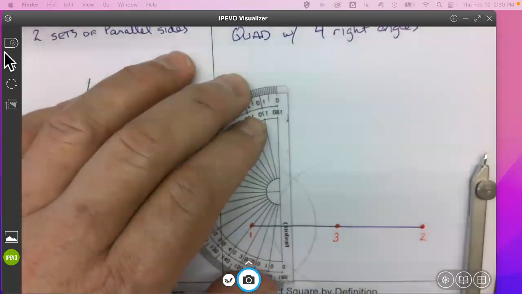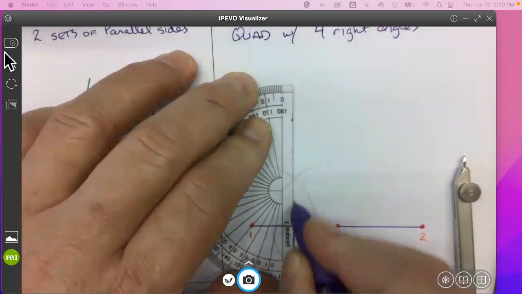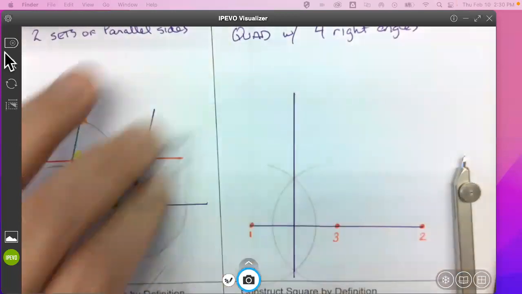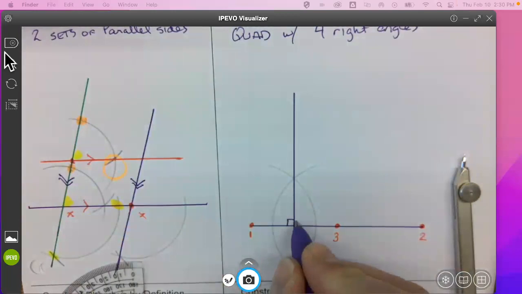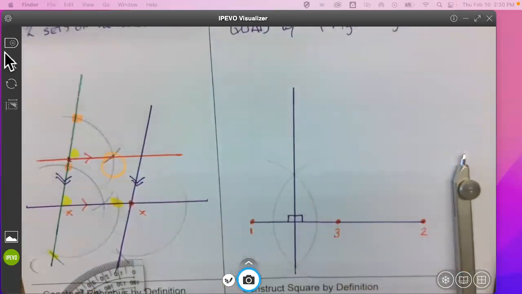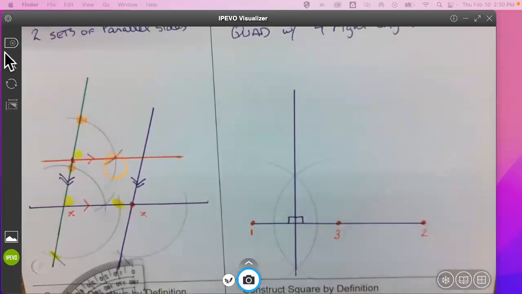If I connect the end points of that football, I produce a line that is perpendicular. It also bisects the segment from 1 to 3, but that doesn't really matter to me, just a happenstance.